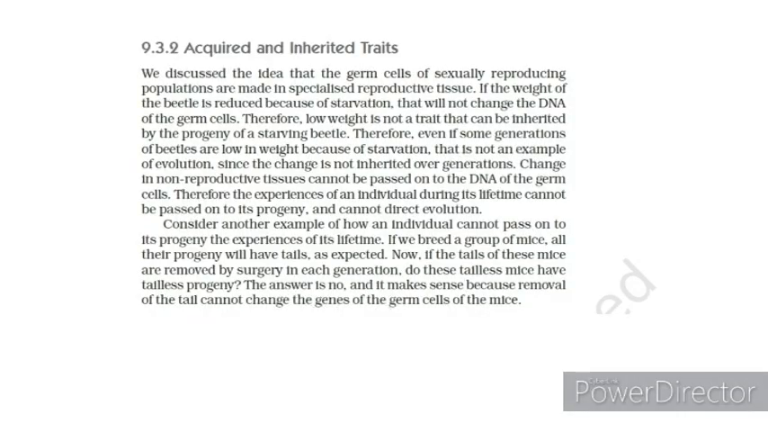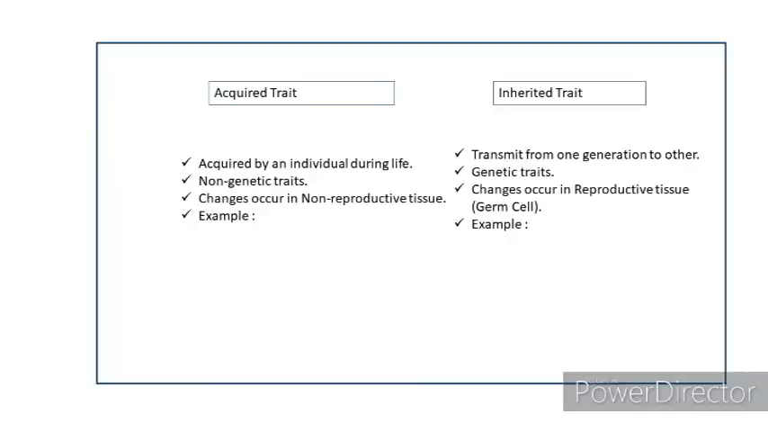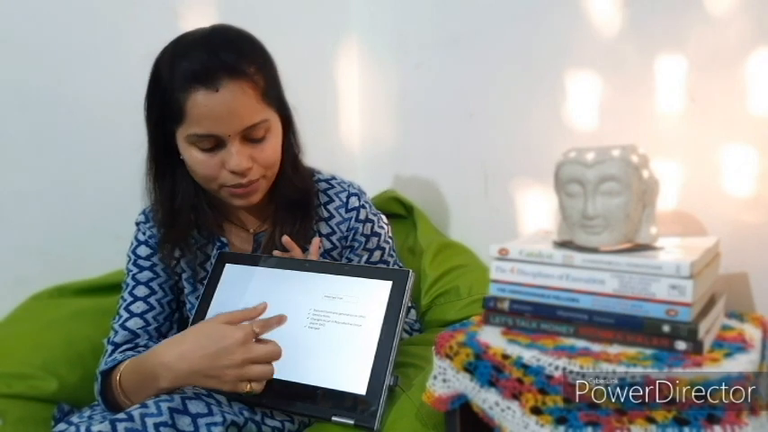And if possible, you can take this example. You are taking a paragraph of biology. Try to underline the important points or jot down the important points in this manner. For example, if I am studying inherited traits, then I will start writing: inherited traits, these traits are transferred from one generation to another generation. These are genetic traits. These changes occur in the reproductive cells, that is germ cells, and its examples.